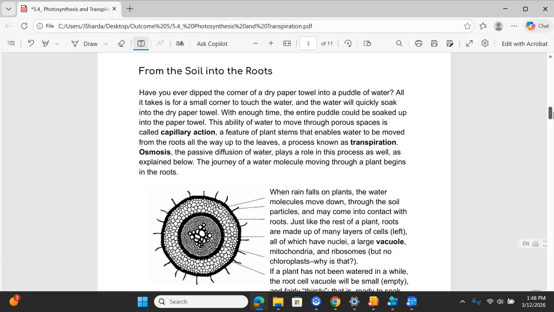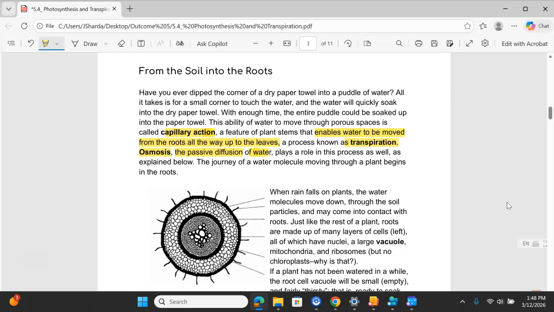Hopefully maybe we can highlight things like this. Transpiration, capillary action, they're already in bold, but you might want to highlight the definition: it enables water to be moved from the roots all the way up to the leaves. Osmosis, or the passive diffusion of water, make sure you're looking out for these definitions, plays a role in this process as well, as explained below.